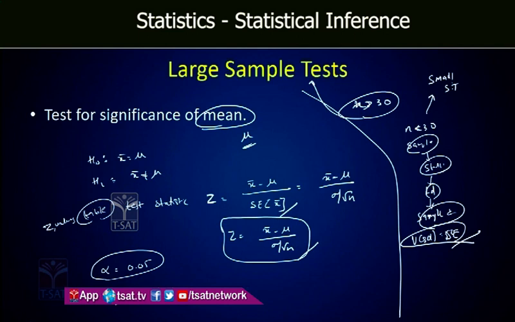Now if z calculated is less than my z table value, then accept our null hypothesis. Accept our null hypothesis means we accept that x bar is equal to mu. Now if that is not the case, z calculated is greater than the z table value, then we will reject our H naught. That means we reject x bar is equal to mu and accept x bar not equal to mu. So this is very very important. The conclusions are very very important.